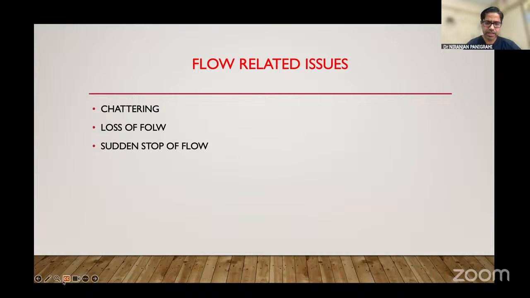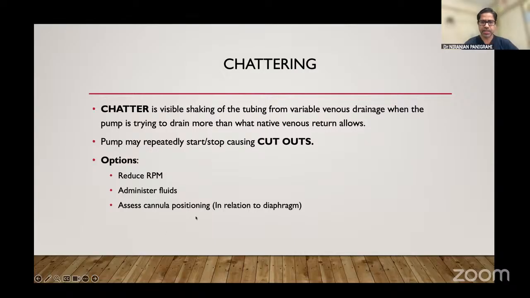Then comes, in troubleshooting, the flow related issues. Mostly chattering is the common issue, and complete loss of flow, which is a catastrophic problem. Chattering, so the most common etiology may be the decreased volume or volume loss of the patient. Many a times it is visible. Now, what are the ways to get out of that? First, decrease RPM transiently and increase the flow.